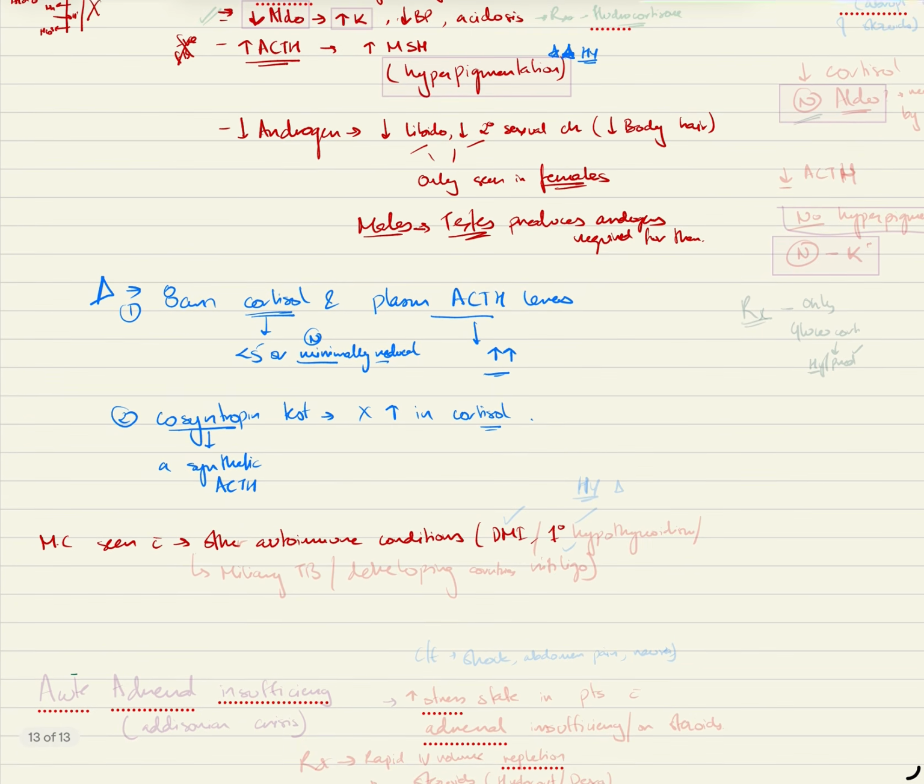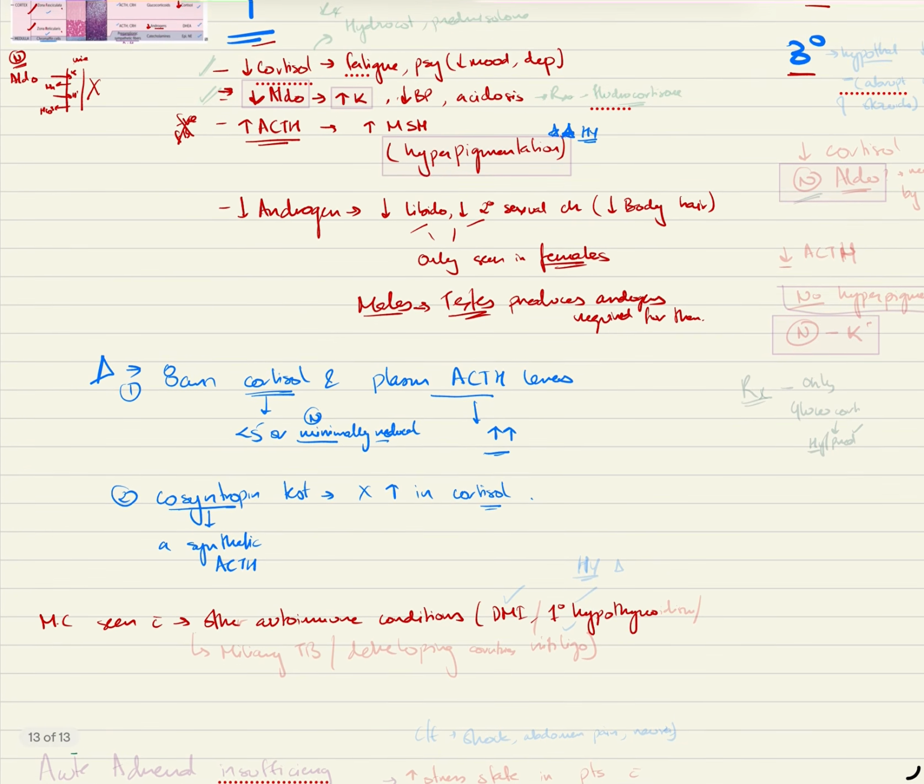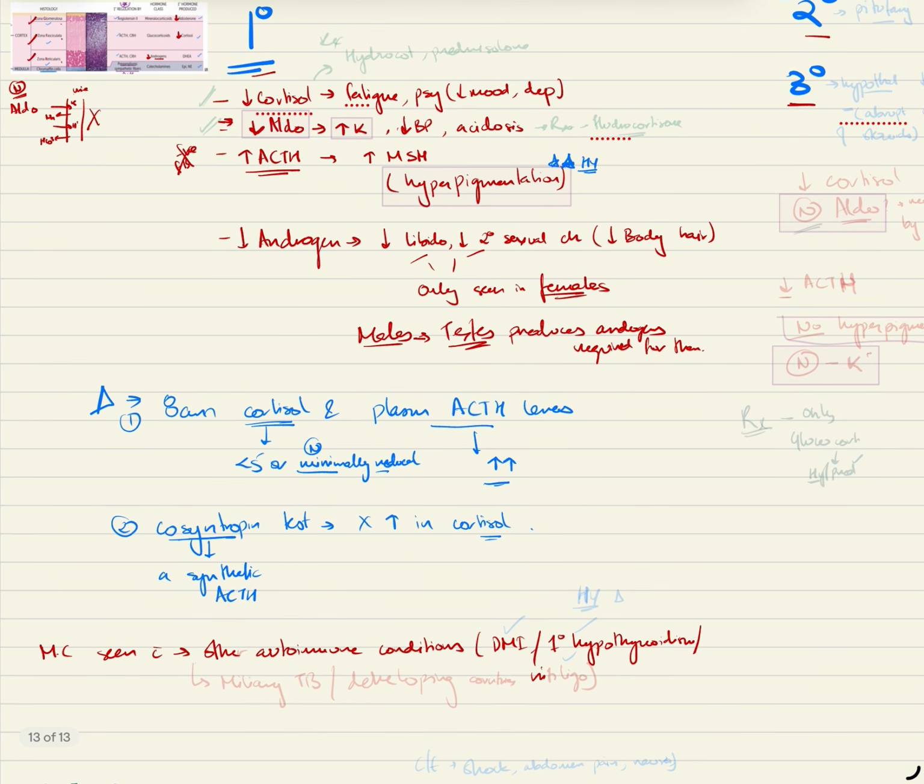All right, and then it's most commonly seen with other autoimmune conditions like diabetes type 1, primary hypothyroidism, vitiligo. So you have to remember these also in making the diagnosis. All right, then comes the other autoimmune conditions, or miliary TB in developing countries, right?